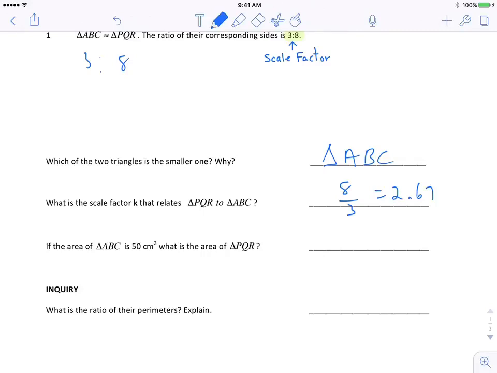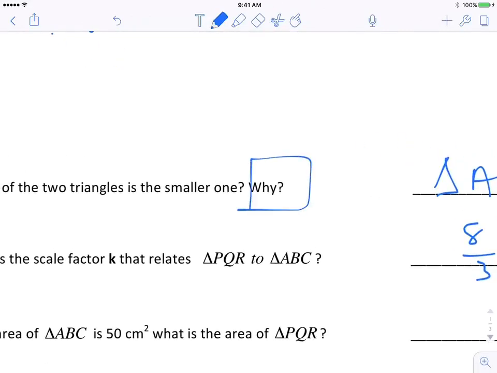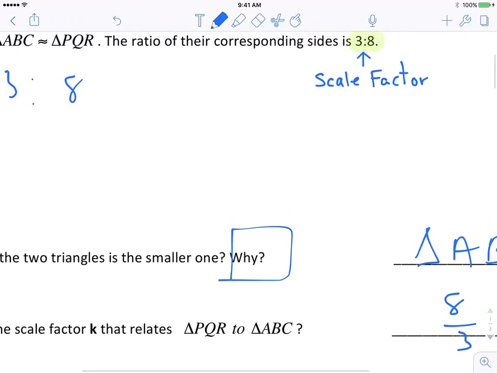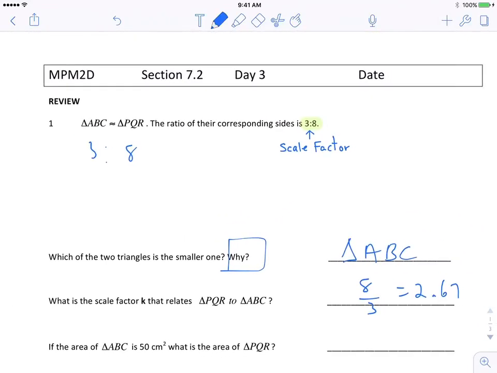Actually, let's go back here and answer the question why. I just realized we have this question why. Which of the two triangles is a smaller one? Why? Because they're in the ratio 3 to 8, and because we're relating the ratio of triangle ABC, we're saying triangle ABC is similar to PQR, and that their corresponding side lengths are 3 to 8. We're writing it in that same order. So if one side length of triangle ABC is 3, then in the larger similar triangle the side length would be 8. Okay, so that's why that is that.